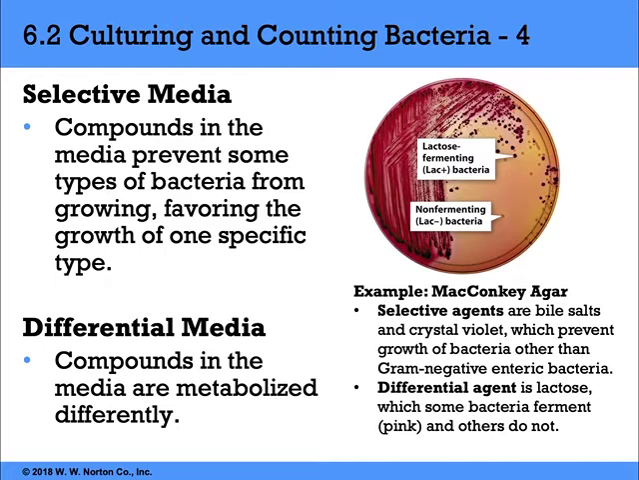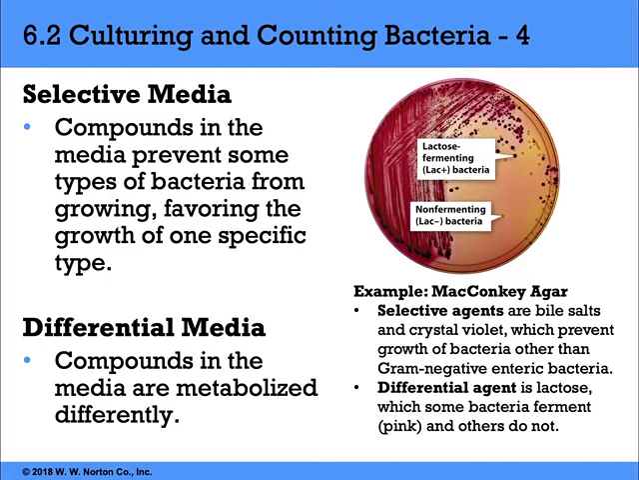Oftentimes, one of the things that's used to differentiate different organisms in differential media is a dye that changes color depending on the pH. Some organisms in that media might create acids that'll drop the pH and have that colony turn a particular color, and then other bacteria won't.